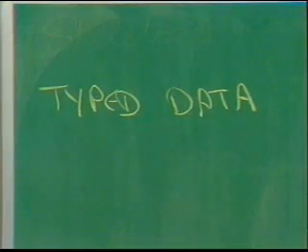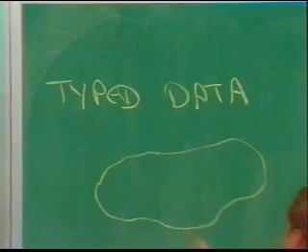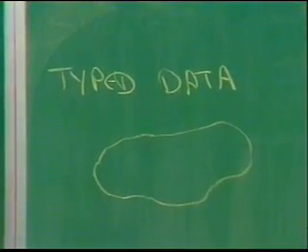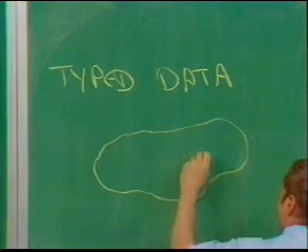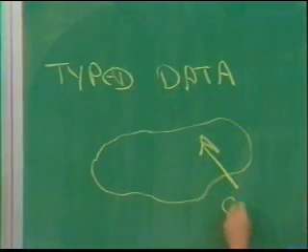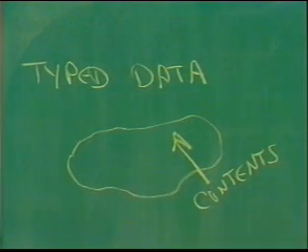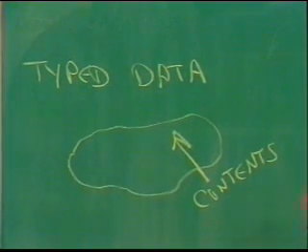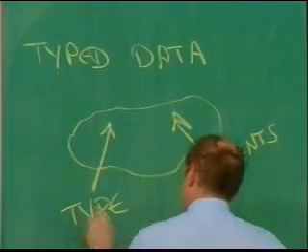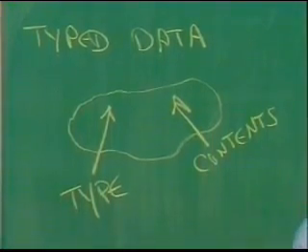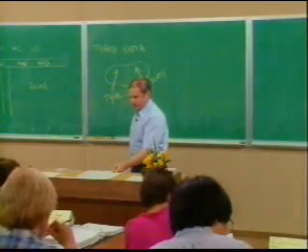Typed data means, again, there's some sort of cloud, and what it's got in it is an ordinary data object like we've been thinking about, we call that the contents, the actual data, but also a thing called a type. It's signed by either George or Martha. So we're going to go from regular data to typed data.